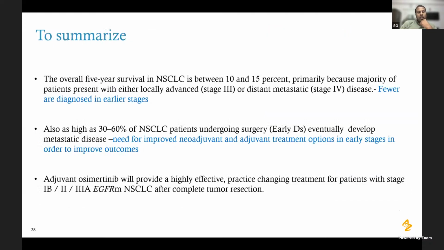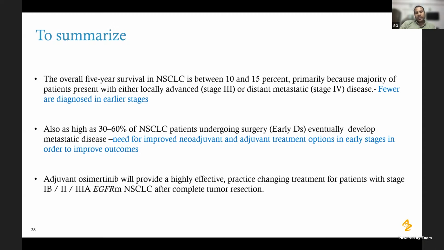To summarize, the overall 5-year survival in non-small cell lung carcinoma is between 10 to 15%, primarily because the majority of patients present with locally advanced or distant metastatic stage. This is very important, particularly in a country like ours, where resources are poor and the majority of people are not aware of the symptoms and diagnostic workup. Here, it is very important that the physician should be aware of these major symptoms of lung cancer, how to identify them, how to approach them, as well as how to refer them for further management.